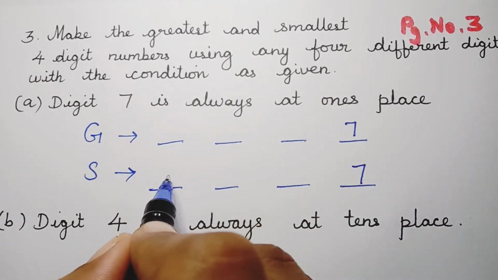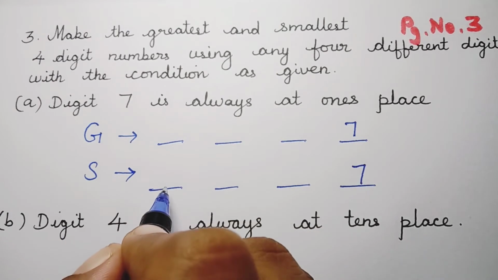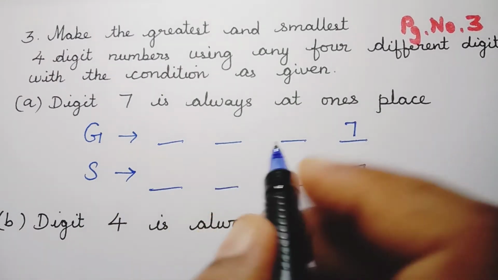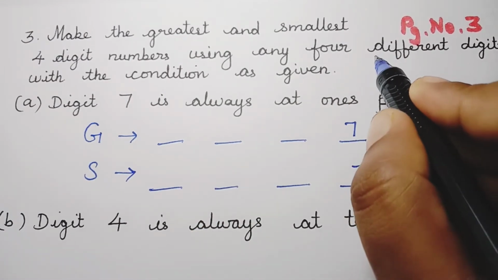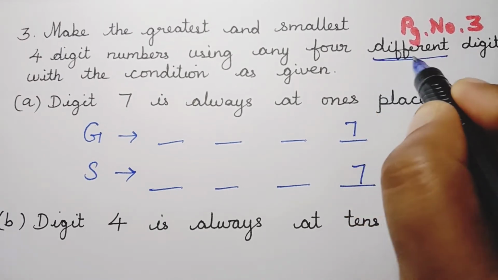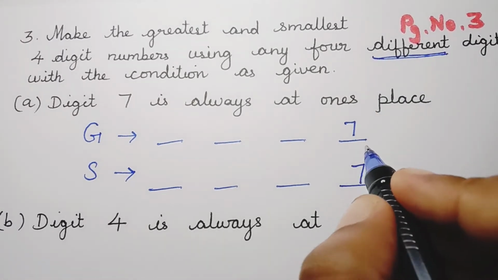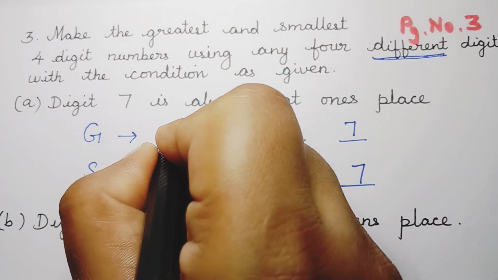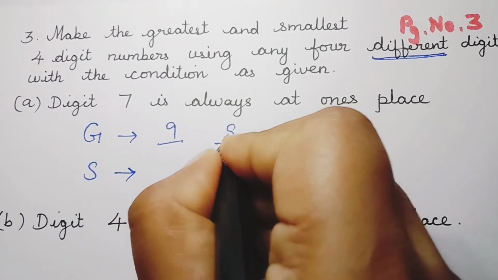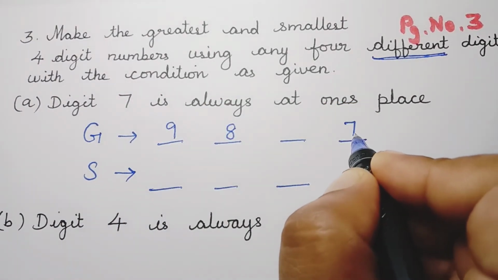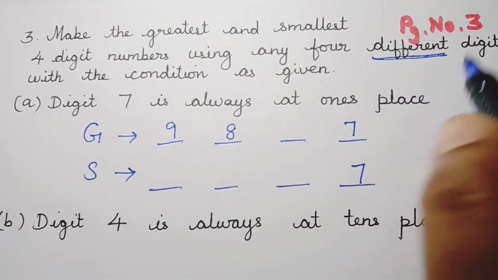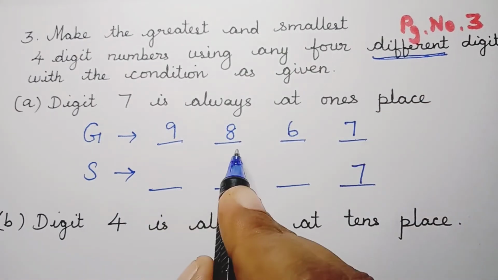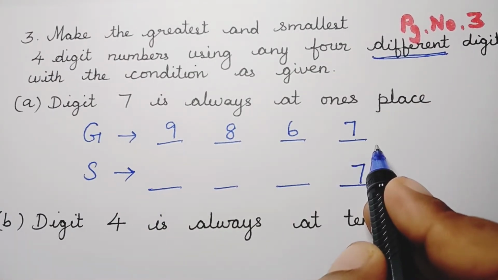Okay, so how will you write? Greatest number means you have to write 9, 8, 7, 6 in the descending order because we have different digits. They have given 4 different digits, so the same number will not be repeated again. So greatest number means 9, then write 8. 7 is already there, you can't write 7 again because we have different digits, so you have to write the next number to 7, which is 6. So 9867 is the greatest number.